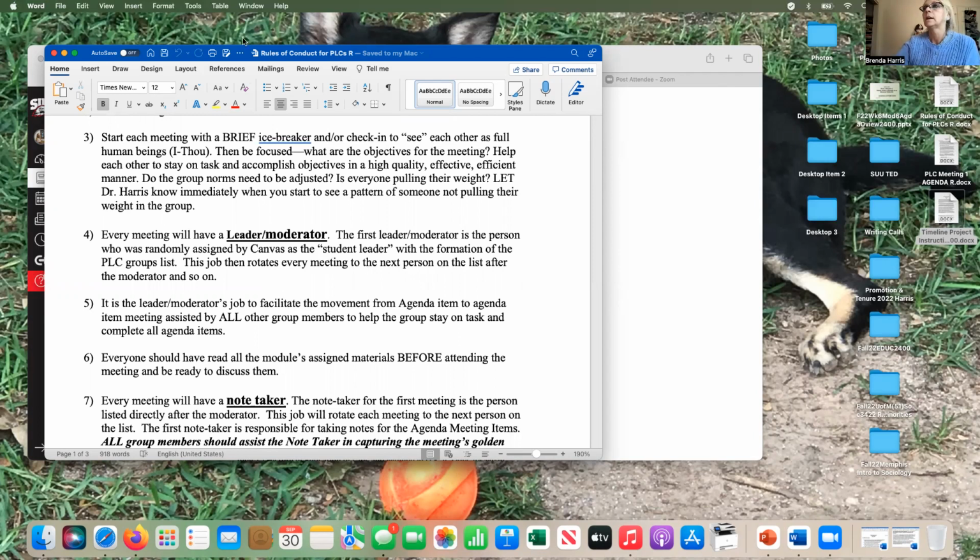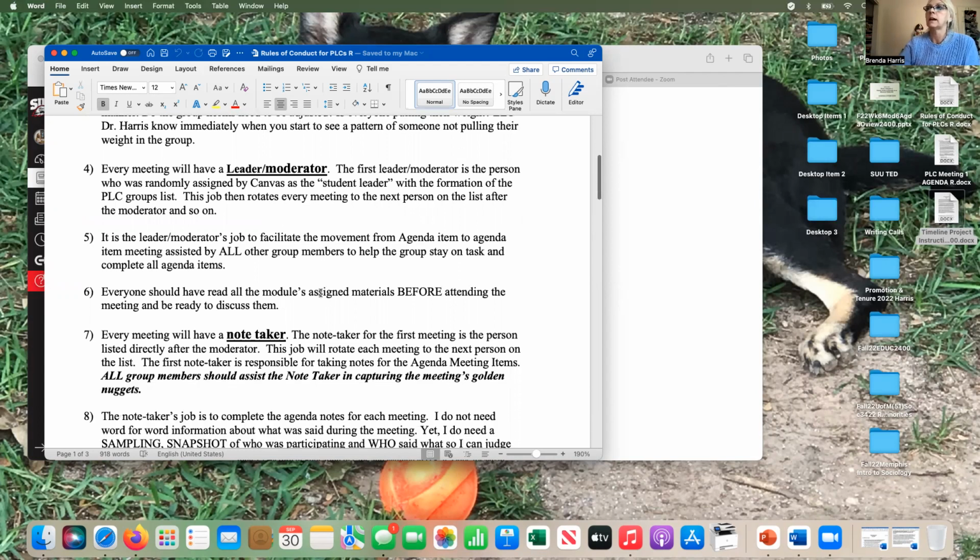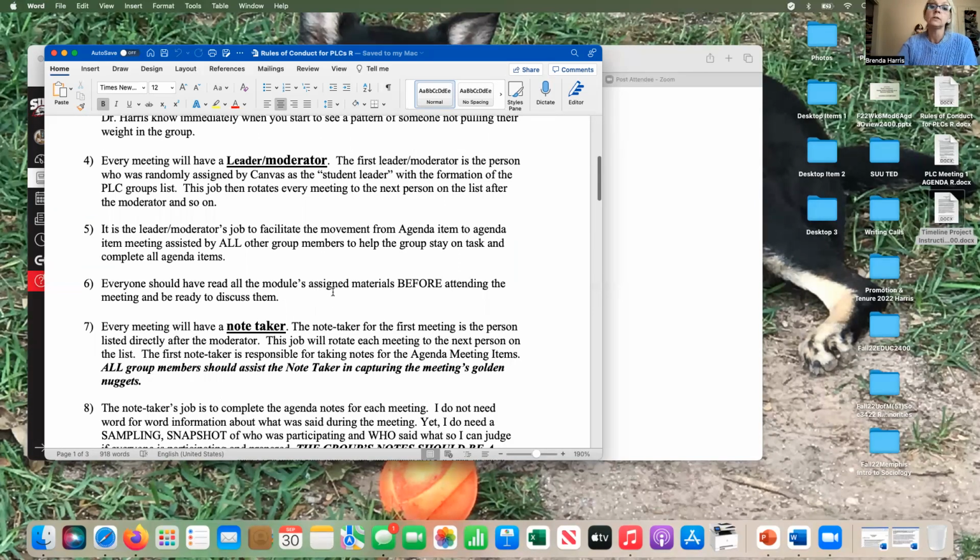Pull your weight. Everyone should have read the modules and assigned materials before attending the meeting so that you don't waste any of your time. Remember, this is a flipped classroom. Even if you're in the online group, you need to have read the material to be ready to discuss it together so you don't waste each other's time.